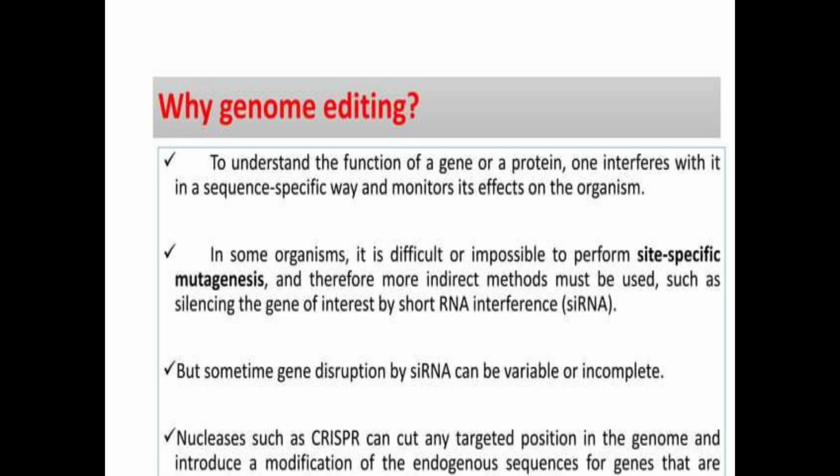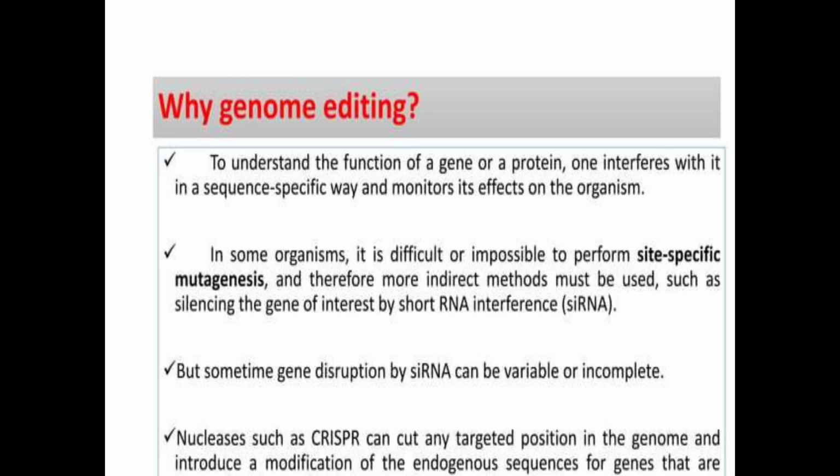Why do we have to do genome editing? To understand the function of a gene or a protein, one interferes with it in a sequence specific way and monitors its effect on the organism. In some organisms it is difficult or impossible to perform site specific mutagenesis, and therefore more indirect methods must be used, such as silencing the gene of interest by short interfering RNA, which we call siRNA, so that we can silence the function of the particular gene. But sometimes gene disruption by siRNA can be variable or incomplete.